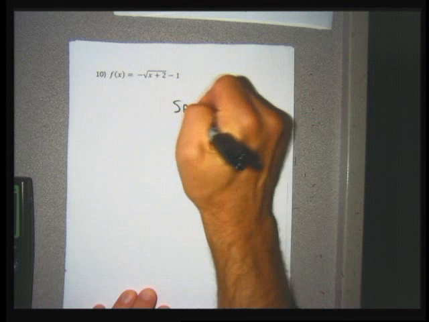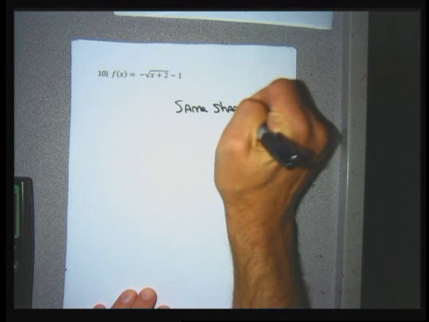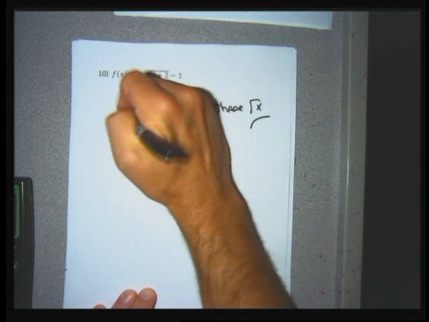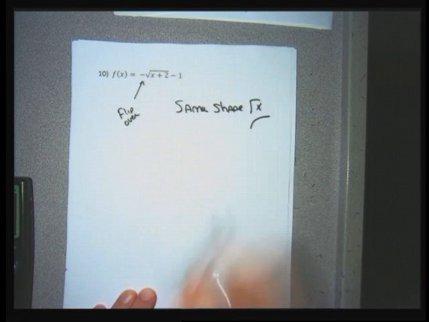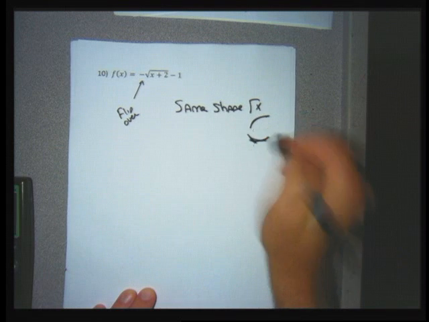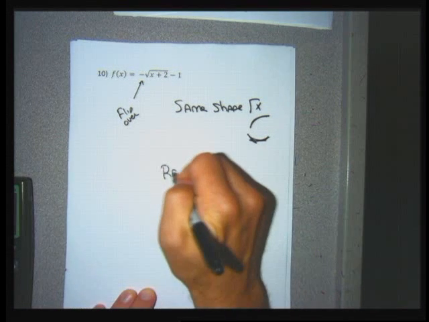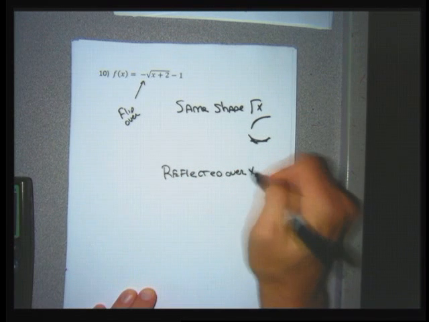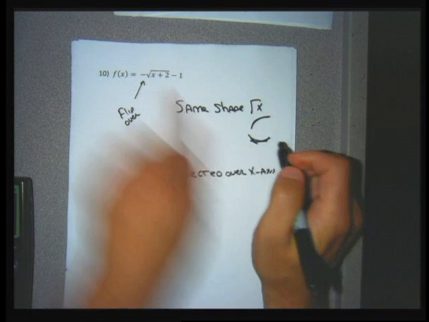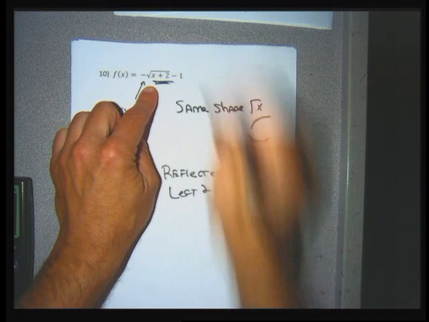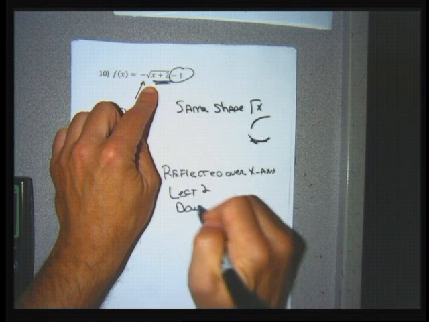Ten, because it's a square root, is going to have the same shape as the square root of x, which is a half parabola on its side. This is going to flip it over or reflect it over the x-axis. So instead of going up this way, it's going to flip it over to go that way. So I'm going to say what's going to happen to this. I could either say it's reflected over the x-axis, or I can say it's flipped over. This part under the square root is going to move it left 2, and that part right there is going to move it down 1.